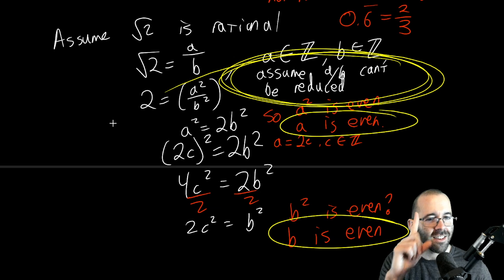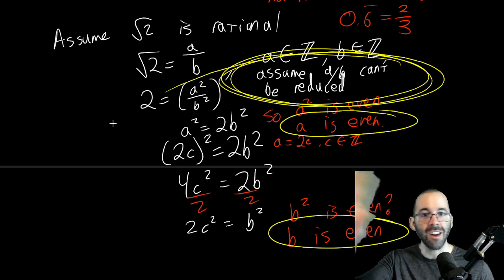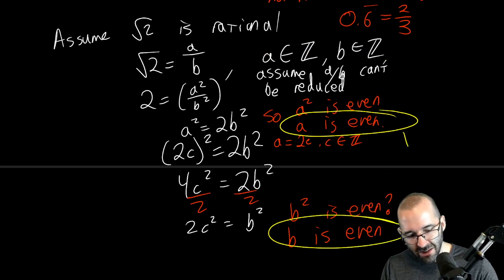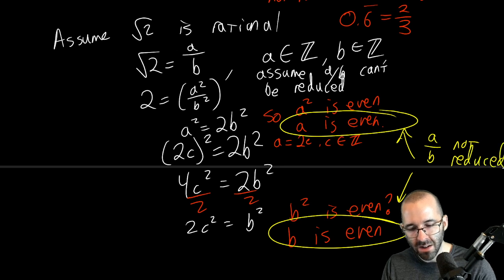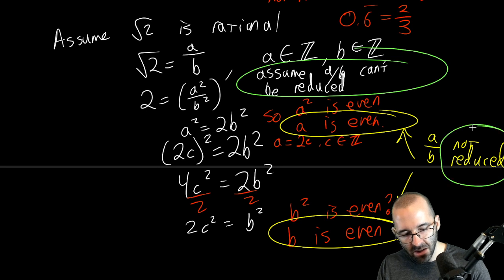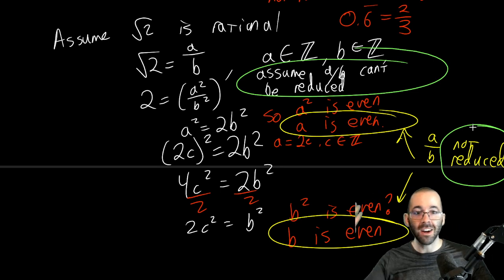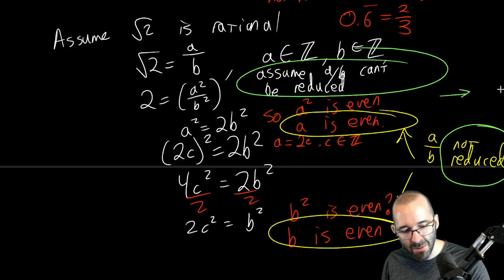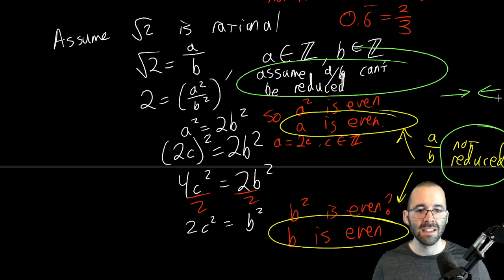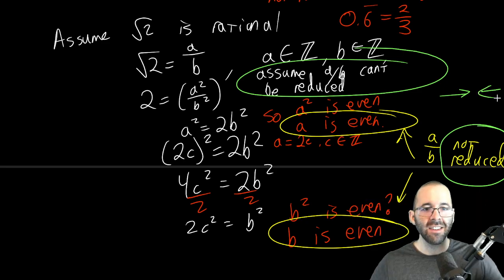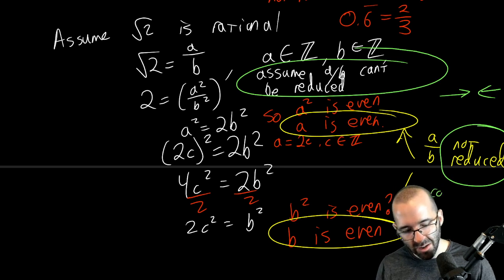But if two numbers are even, they're both divisible by 2. We are not reduced. So this says together that a over b is not reduced. Uh-oh. Warning, warning. Here, saying a over b can't be reduced. Here, I'm saying a over b can be reduced. We got a contradiction. Sometimes I've seen it written this way. Contradiction. This is a contradiction right here.